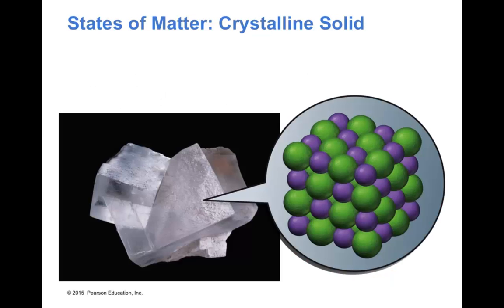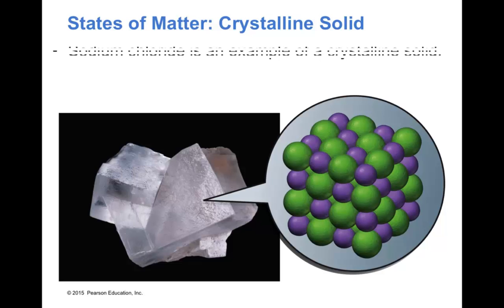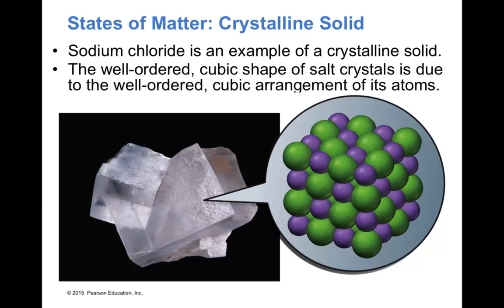An example of the crystalline solid is sodium chloride, also known as table salt. The cubic shape of salt crystals is due to the well-ordered cubic arrangement of its atoms. Here we can see a large structure of ions of sodium and chlorine, and they are well ordered: one chlorine, one sodium, one chlorine, one sodium in every way. So that's why the solid of salt looks like a cube, because of the well-ordered arrangement of those ions in the structure.